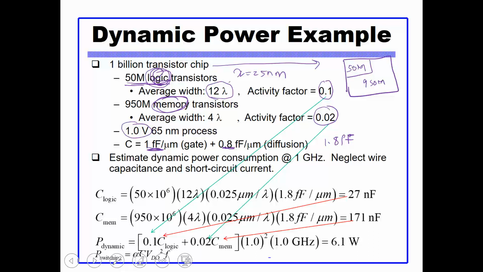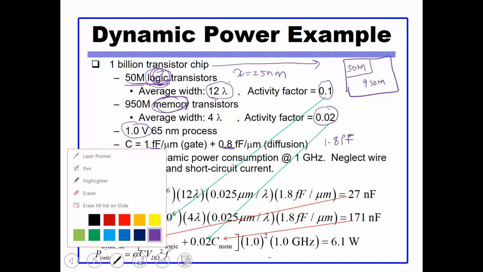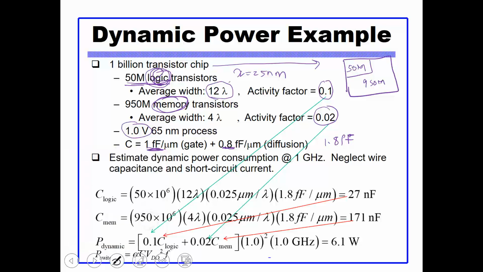Now for my computation of power, I know that power equals activity factor times capacitance times V squared times F. Well, V squared he gave to me, which is 1 volt. F he gave to me as 1 gigahertz, which is right here. And this is the voltage right here. Okay, all right, so I'm done.